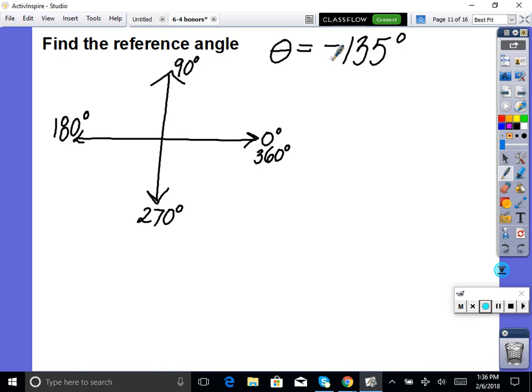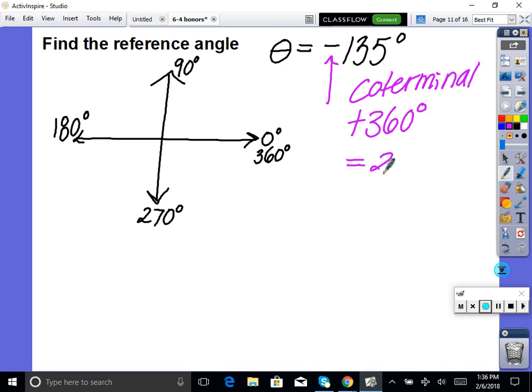I don't like to draw negative angles personally, so I'm going to find the coterminal angle, draw that in, and then find the reference angle of that because it would be the same reference angle. So I'm going to add 360. Can anyone tell me what that is? 225 degrees. So let's look at where that is. If I start here, go around 180 down to 225. So then the reference angle would be this angle right here.